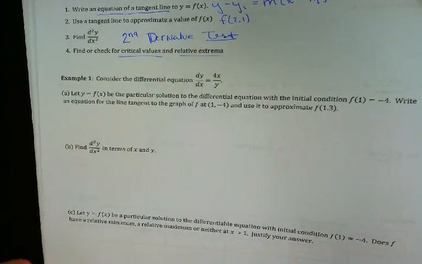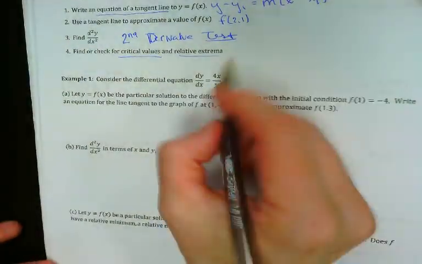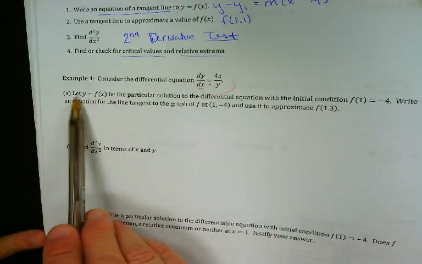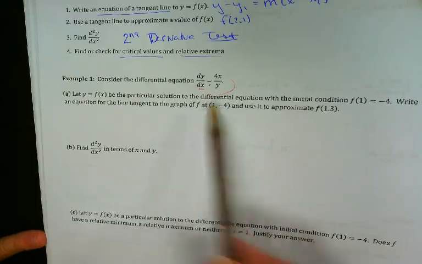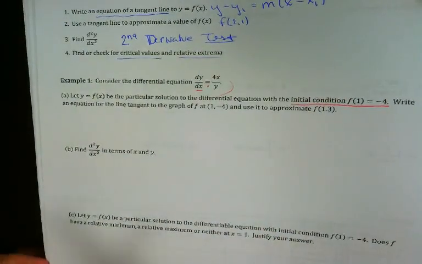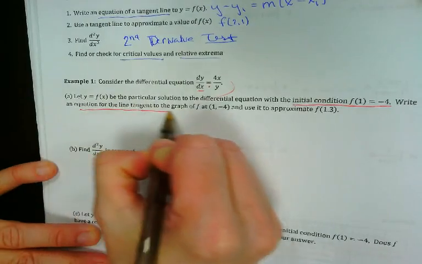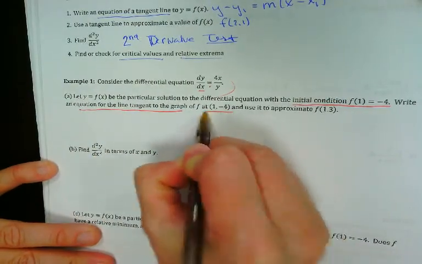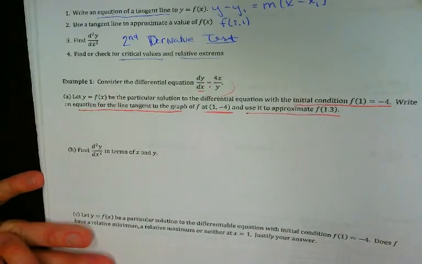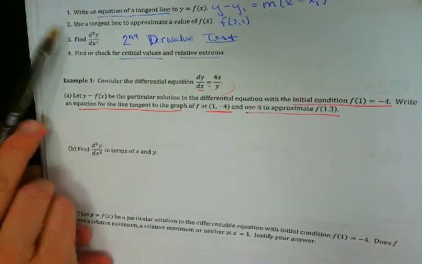So it says consider the differential equation here. So again, this is differential because it's an equation with a derivative. That's literally it. Let y equals f of x be the particular solution to the differential equation with this initial condition. Write an equation for a tangent line to the graph at 1, -4, and use it to approximate f of 1.3. So that's kind of tying in questions 1 and 2.